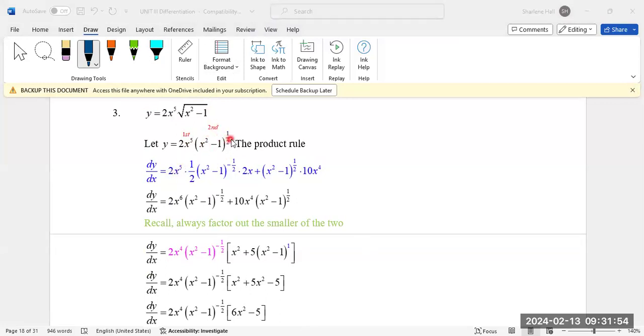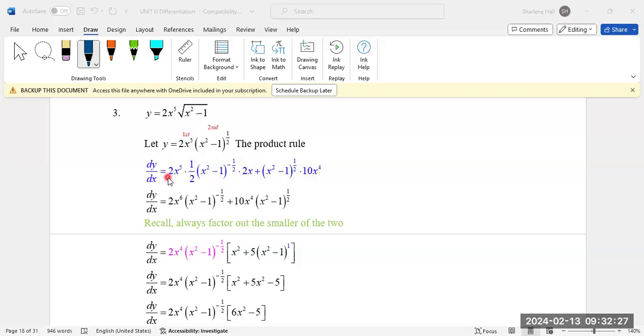And then differentiate the second, this is going to become a half, see it right here, x squared minus 1 to the negative a half, because I'm subtracting 1 from the power. Negative a half times the differential of the inside. And then differentiate the x squared, I'm going to get 2x. Plus the second, x squared minus 1 to the half, times the differentiation of the first. And then differentiate the first, I'm going to get 10x to the fourth. So my differentiation ends with what is in blue.